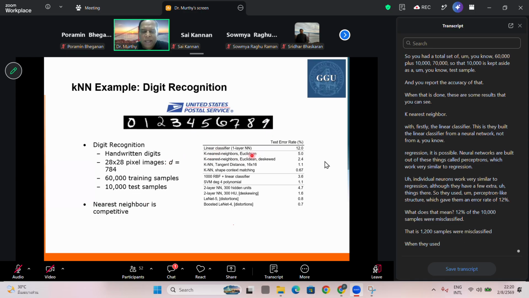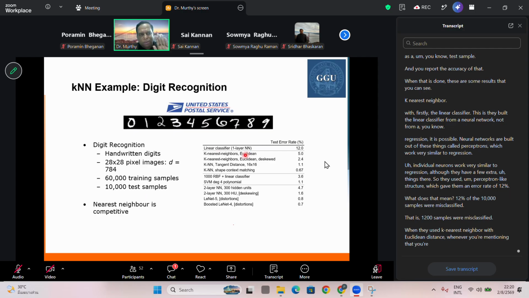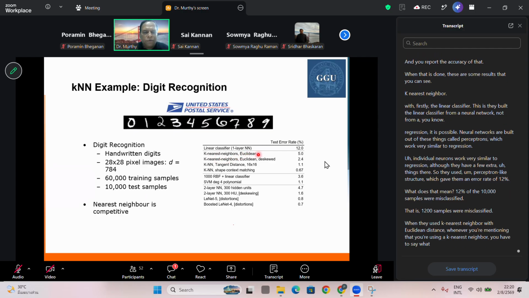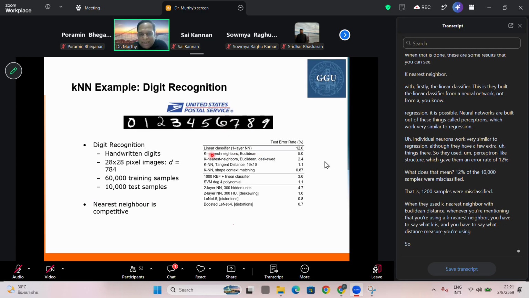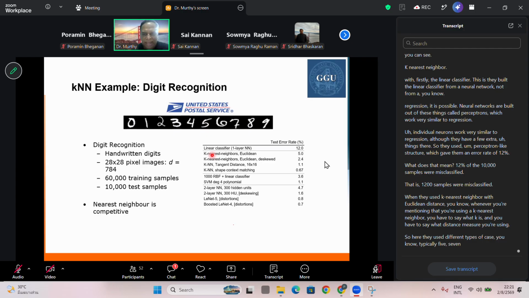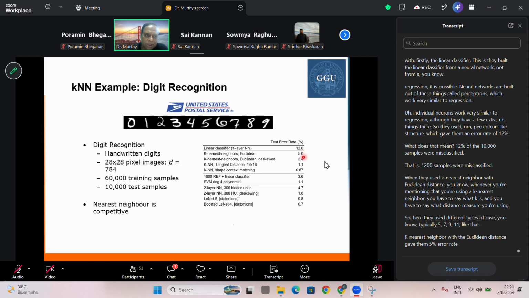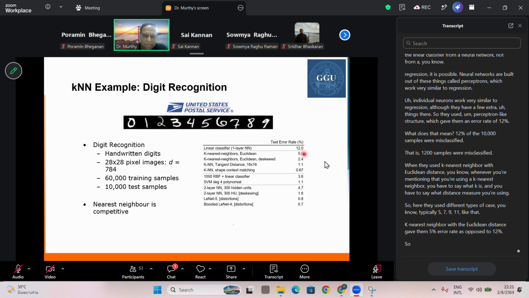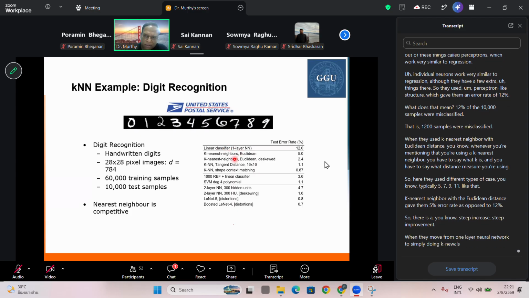When they used K nearest neighbor with Euclidean distance, whenever you mention that you're using K nearest neighbor, you have to say what K is, and you have to say what distance measure you're using. So here they used different values of K, typically 5, 7, 9, 11, like that. K nearest neighbor with a Euclidean distance gave them a 5% error rate as opposed to 12%. So there is a steep improvement when they moved from a one layer neural network to simply doing K nearest neighbor, a lazy learner.